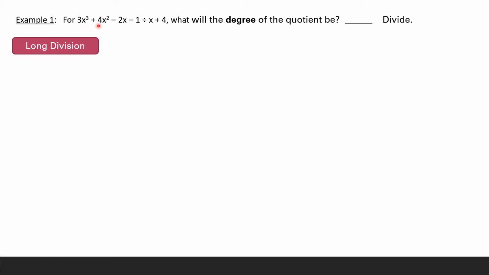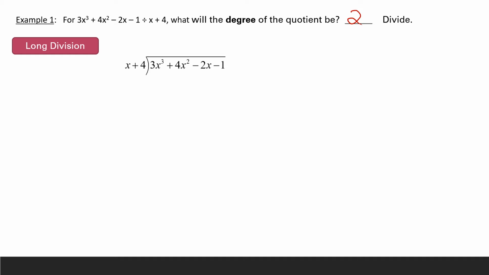We've got a cubic here, and we're dividing it by a linear binomial. What will the degree of the quotient be? So the answer will have what degree? For that, we would subtract the degrees of the highest power of each one, and we would get a 2, meaning you would have an x squared within your first term.